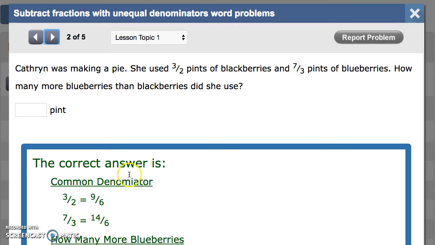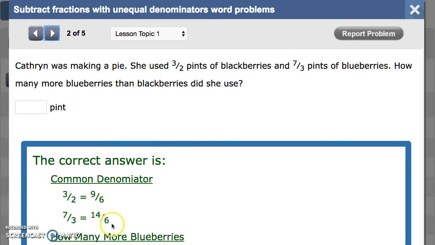So here's a hint to get you started. We need to find the common denominator. So I'm looking at 2 and I'm looking at 3. And 2 and 3, the lowest thing they have in common is a 6. So 6 is going to become my new denominator. So I ask myself, how do I get from 2 to 6? I multiply by 3. So I'm going to do the same thing to the top. 3 times 3 is 9. So 9/6 is my new fraction.